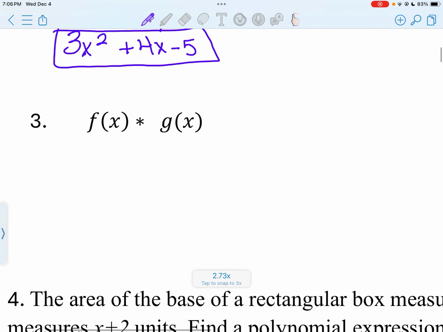3 says to multiply f of x and g of x. So once again, f of x was that x squared. And actually, I'm going to give myself some space here.